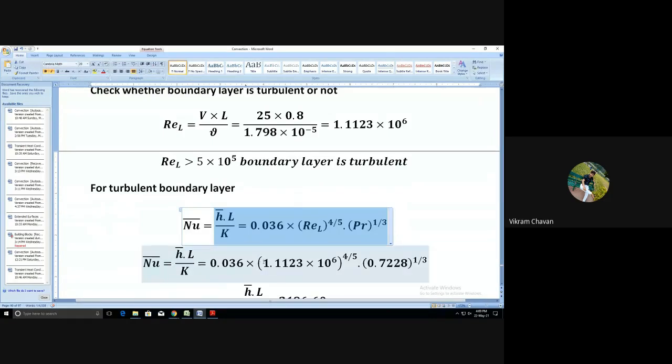Please perform 4 by 5. Most of the time we make a mistake while doing this particular calculation. We are taking 10 raised to 6 raised to 4 by 5, but we missed this particular value 1.11. It is also raised to 4 by 5.